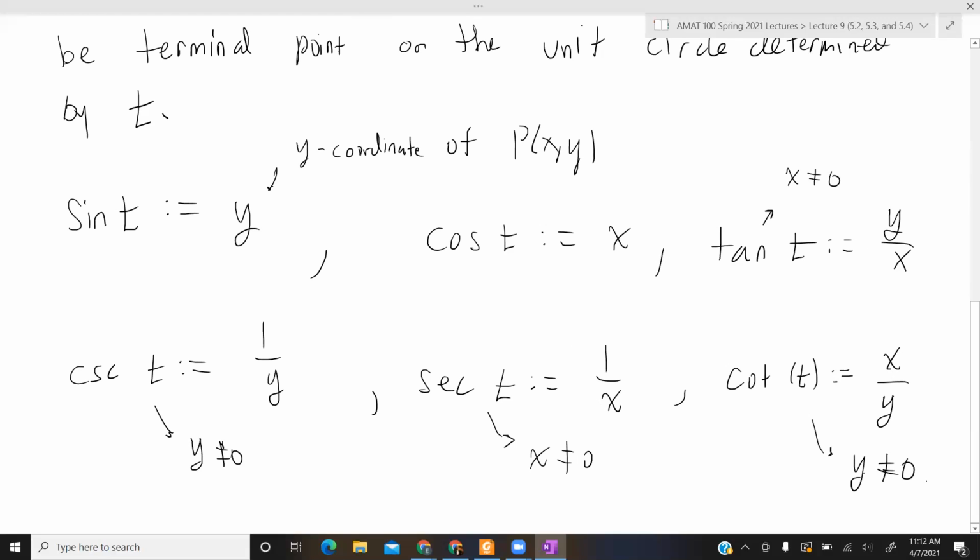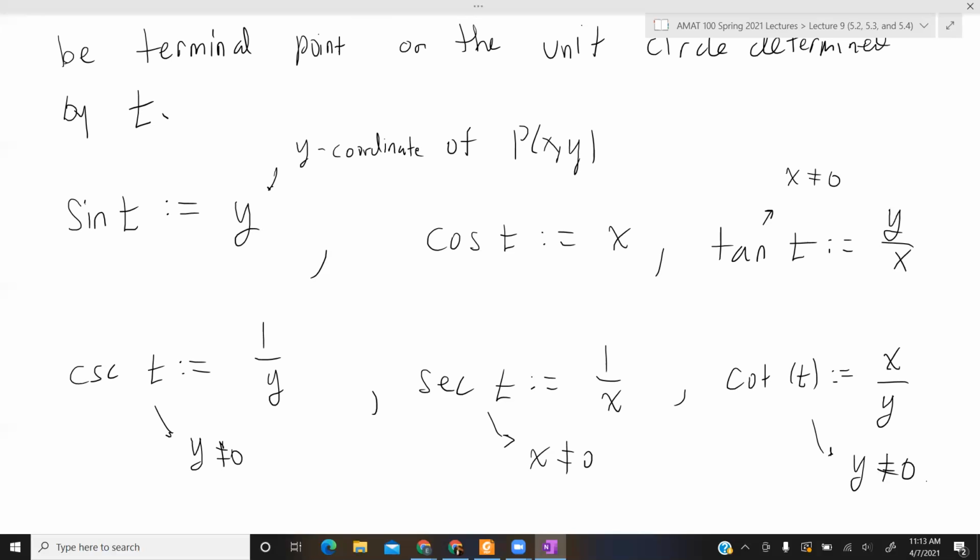So you have to be careful about that real number t you're given. You have to be careful about the point it determines. So just watch out for that. So those are the trig functions.